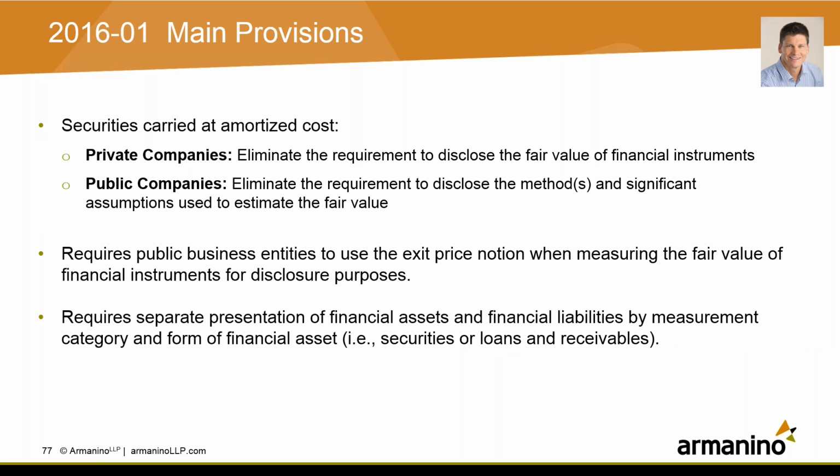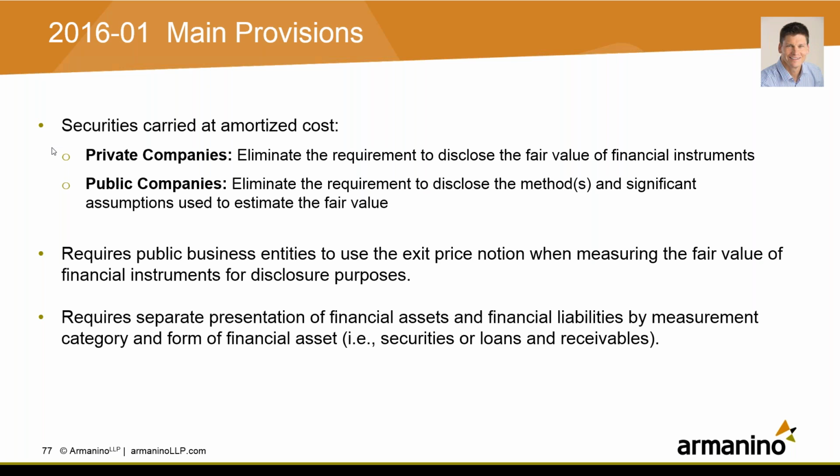And then also another part of the standard takes a look at securities carried at amortized costs, which would be debt securities principally held to maturity. Private companies, you no longer need to disclose the fair value of those amortized securities. In public companies, you need to continue to disclose the fair value, but you can eliminate any disclosure that you had around the significant assumptions used to calculate the fair value of that amortized cost security.